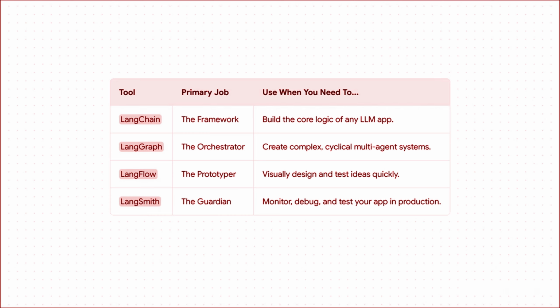You're going to use LangChain as that foundational framework to build your core application logic. You'll reach for LangGraph when you need to create those really complex, cyclical, multi-agent systems. You'll grab LangFlow when you want to visually design and test ideas super quickly. And finally, you will integrate LangSmith to monitor, debug, and harden your app for production.